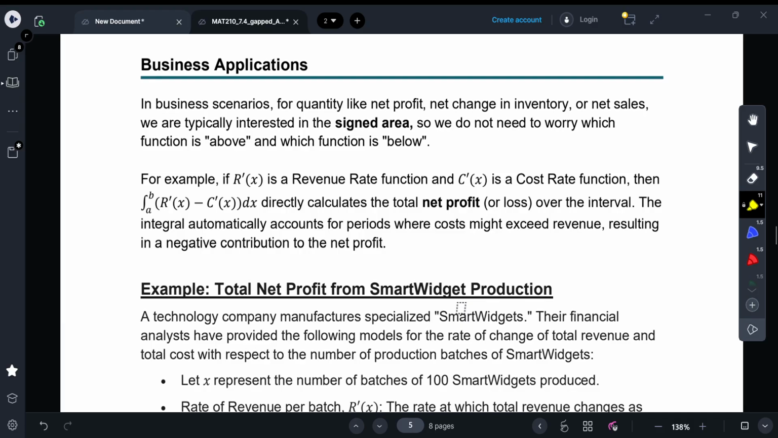In business scenarios, applications now, right? For quantities like net profit, net change, and inventory or net sales, we are typically interested in the signed area. So we do not need to worry about which function is above and which function is below.